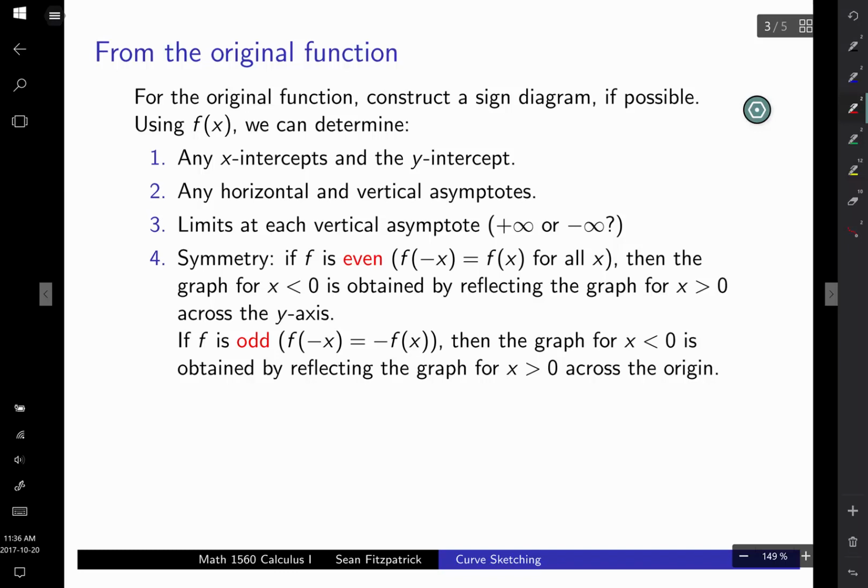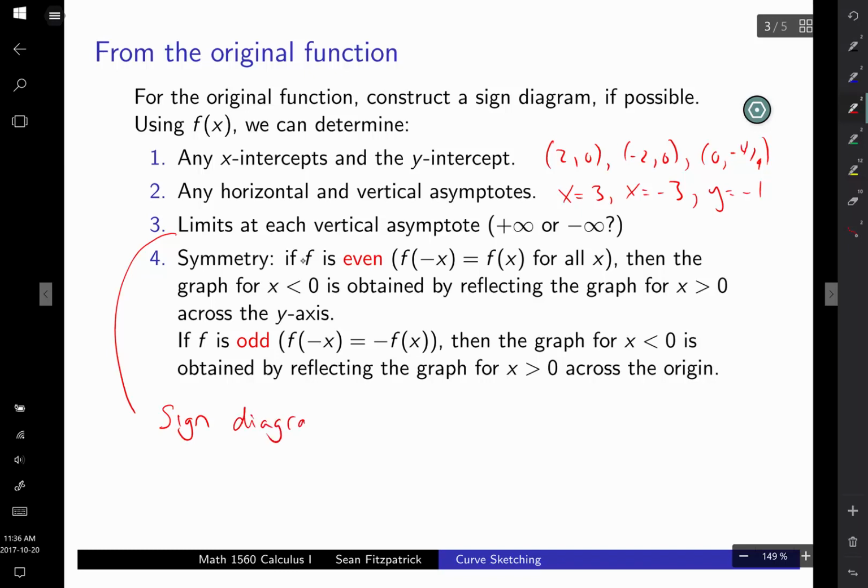Okay. We've got these bits for the original function, right? X-intercepts and the y-intercept, we saw that those are (2, 0), (-2, 0), and (0, -4/9). We saw that we had two vertical asymptotes, one horizontal, and limits at each asymptote. That's also going to be important, right? Remember how we get the limits at the asymptotes? We know they're going to be either plus infinity or minus infinity. Well, for that we need the sign diagram for f.